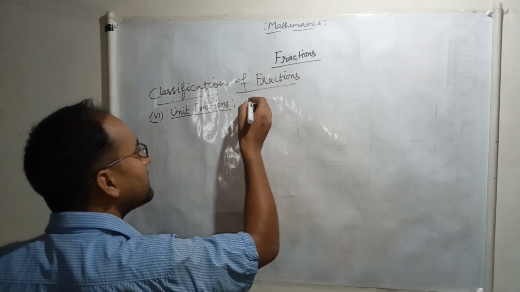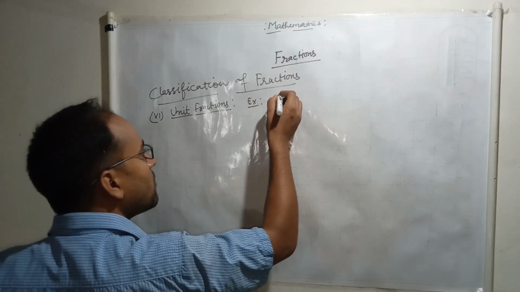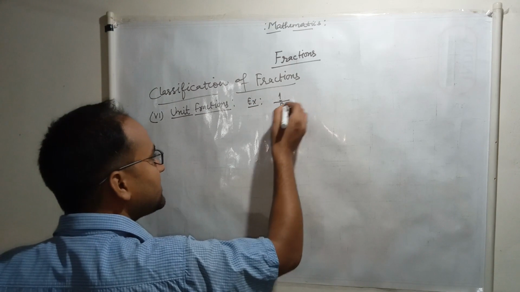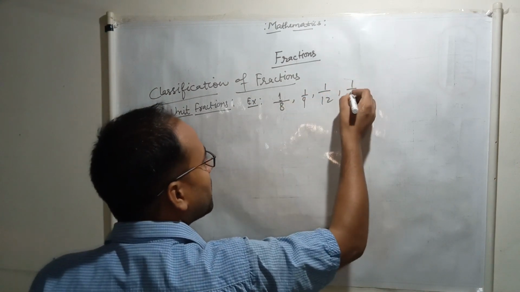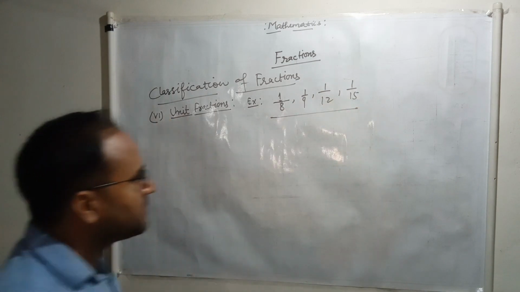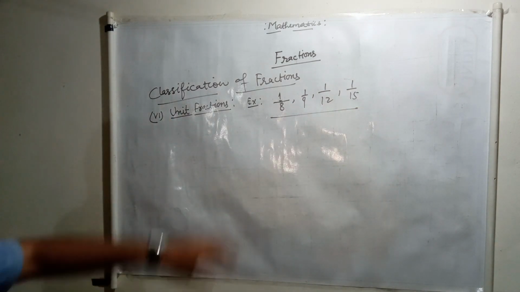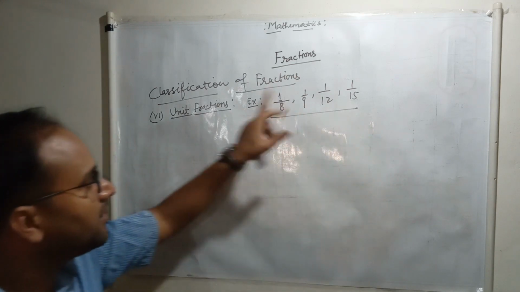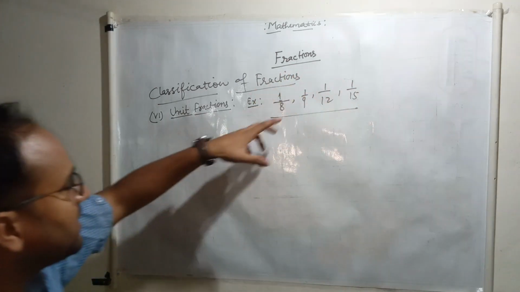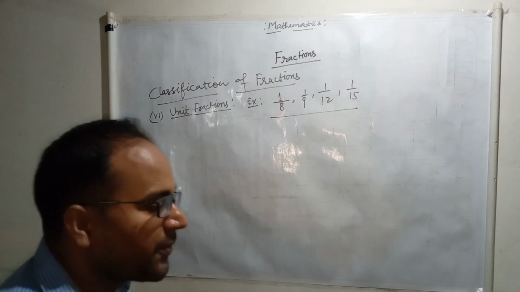For example, 1 upon 8, 1 upon 9, 1 upon 12, 1 upon 15. They are said to be unit fractions. If the numerator is 1, whatever the denominator, it does not matter. If the numerator is 1, then they are said to be unit fractions.